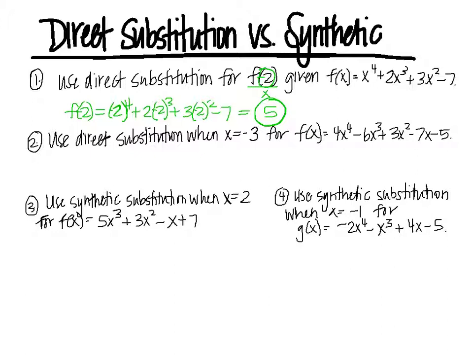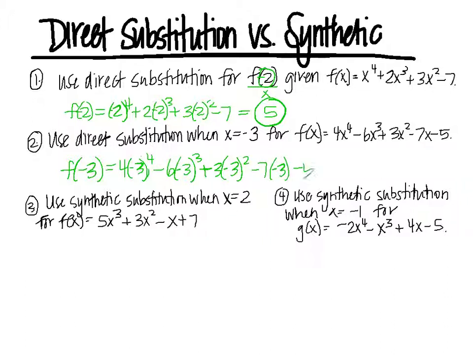We're going to go one more using direct substitution. If I ask you in the second one, what is f of -3? We take 4 times -3 to the 4th, minus 6 times -3 cubed plus 3 times -3 squared minus 7 times -3 and then a minus 5.